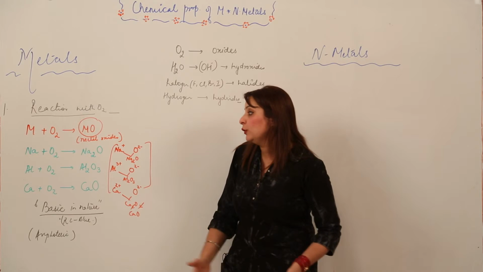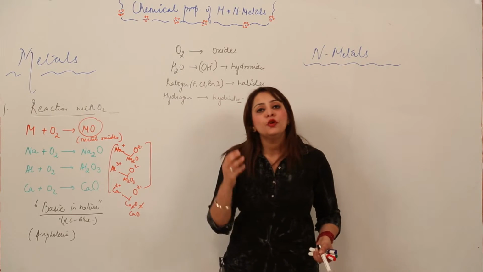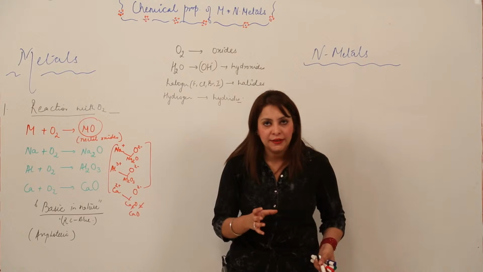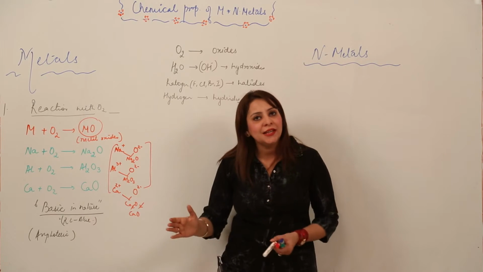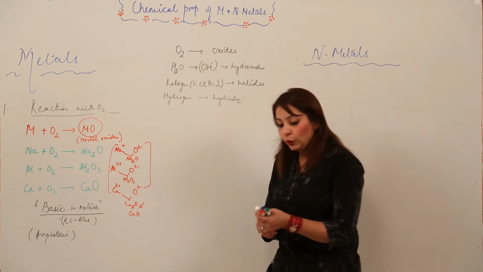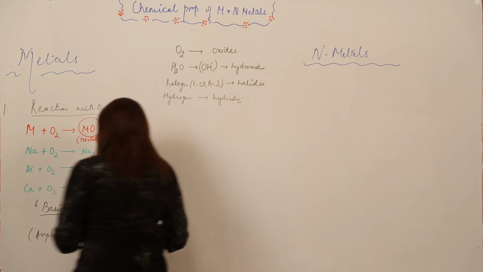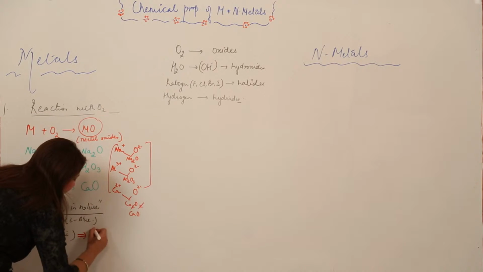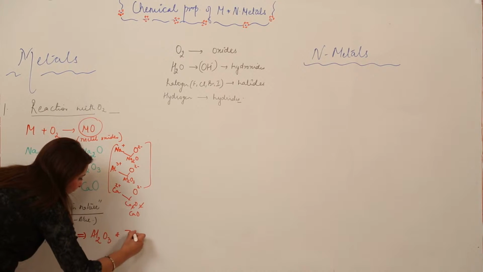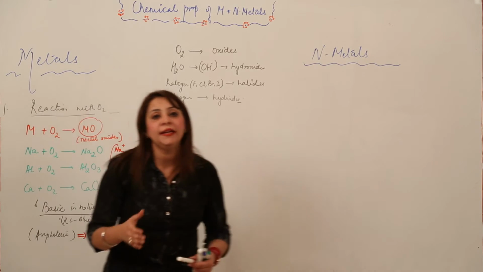So as I told you, most of the metal oxides are basic in nature, but a few metal oxides are amphoteric in nature. That means they possess the acidic character as well as the basic character. Just look at the board: which two metal oxides show this exceptional behavior? These amphoteric oxides are aluminium oxide and zinc oxide. These two metal oxides are amphoteric in nature.